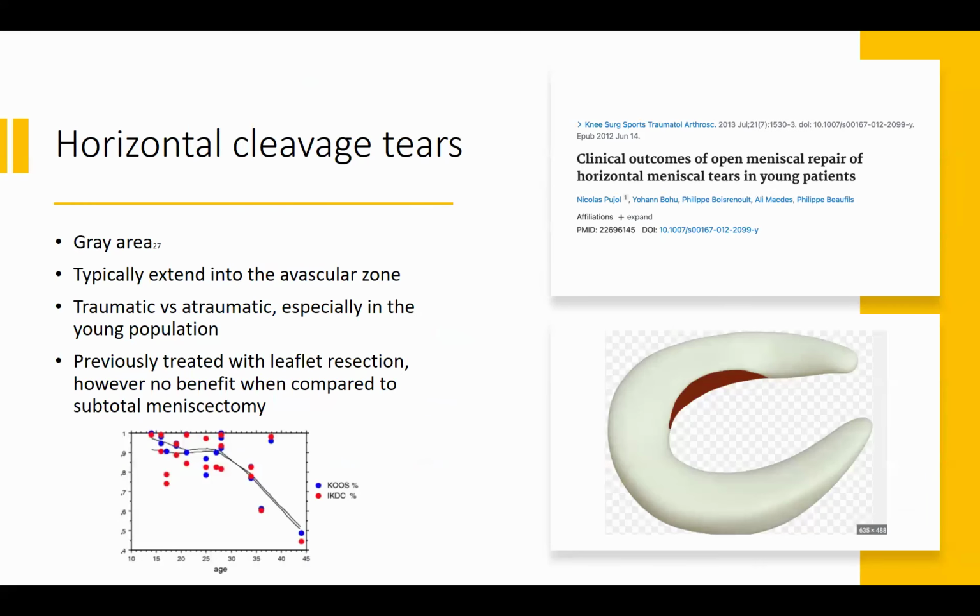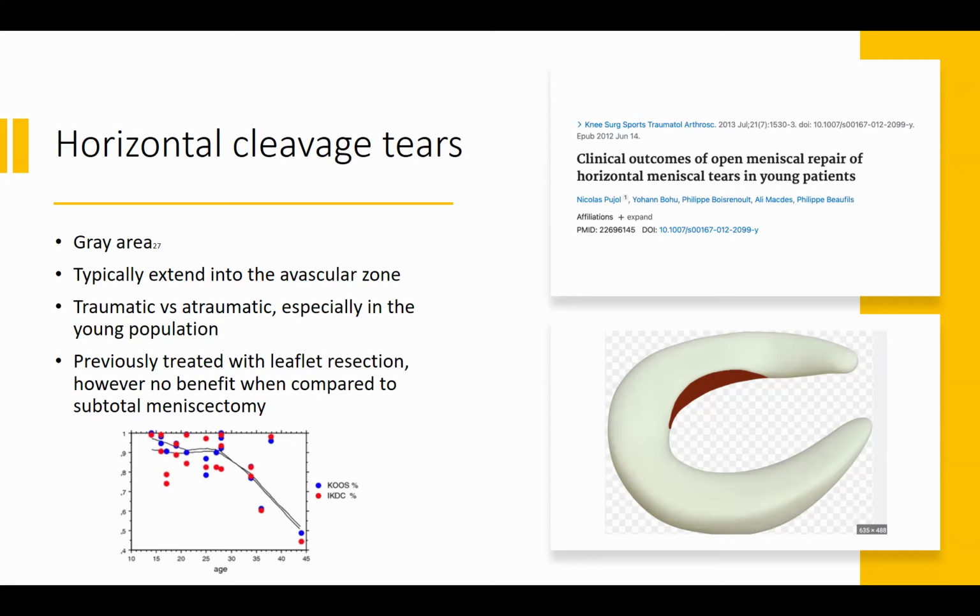To move on to horizontal cleavage tears, they are overall a bit of a gray area when it comes to the meniscus. They are identified by a characteristic split in the inner free margin of the meniscal tissue extending into the intrameniscal substance, dividing the tissue into inferior and superior laminae. Pujol and his co-authors describe this pattern as neither traumatic nor strictly degenerative, at least in the younger population.